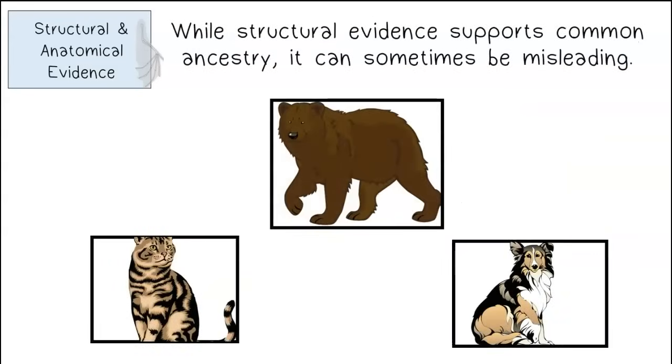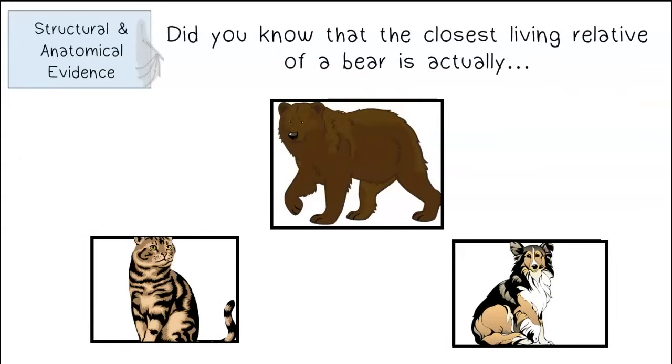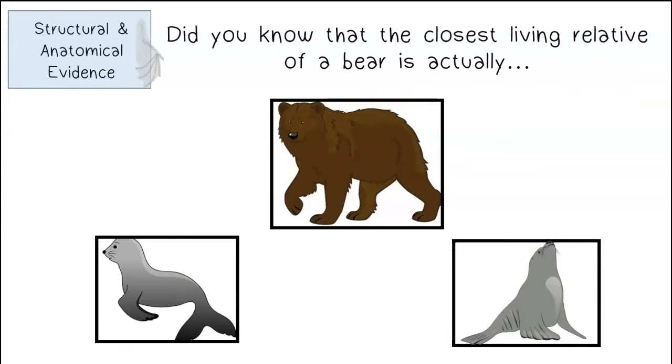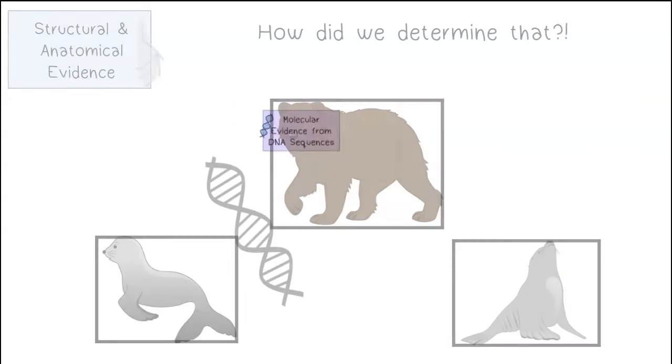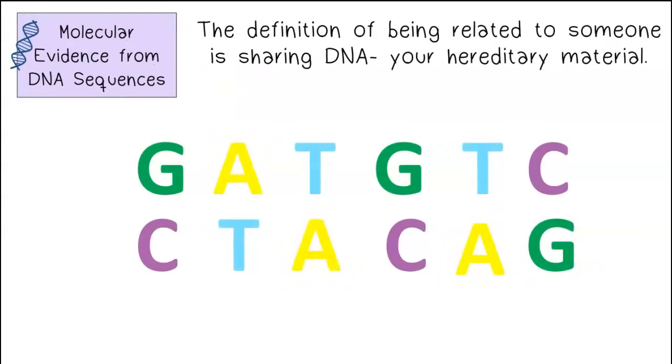While structural evidence supports common ancestry, it can sometimes be misleading. Did you know that the closest living relative of a bear is actually a seal? How did we determine that? Well, through DNA evidence. The definition of being related to someone is sharing DNA, your hereditary material.